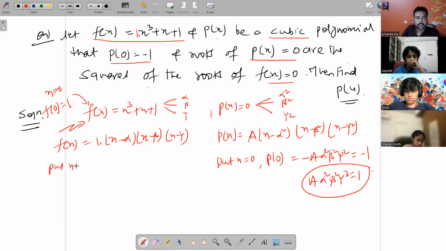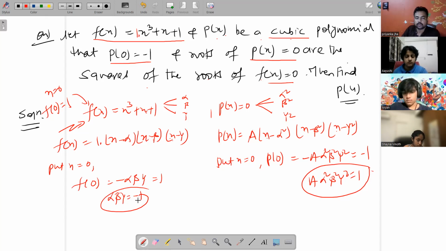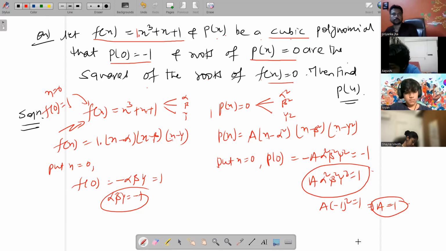So put x equal to 0 over here. So f(0) equal to 0, 0, 0. So minus alpha, minus beta, minus gamma. So finally, minus alpha into beta into gamma, that is equal to 1. So we have alpha beta gamma equal to -1. We'll put this alpha into beta into gamma, -1, over here. So we have a into (-1) whole square equal to 1. So we got a equal to 1. Right? So how do we know f(0) is 1? Oh, okay, never mind, sorry. I put x equal to 0 in this equation. Yeah.